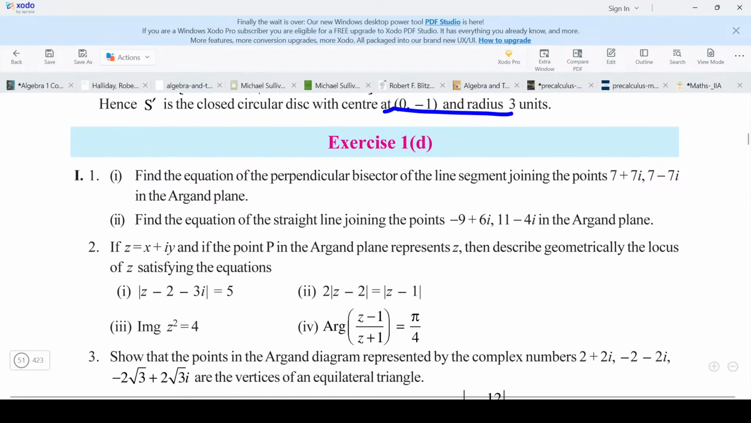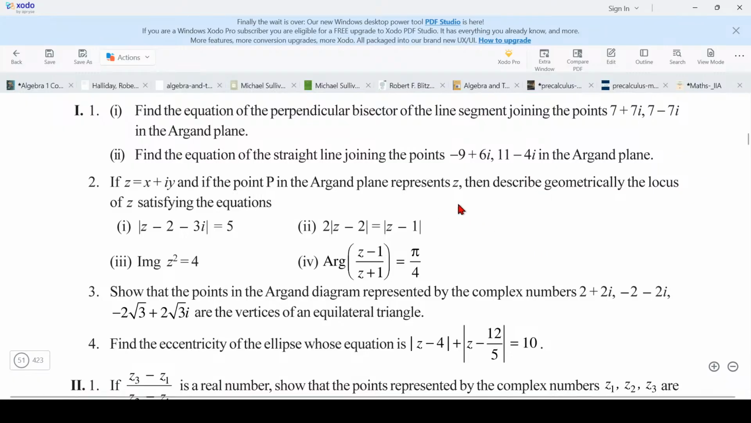Okay. Equation of perpendicular bisector, you know, the midpoint, that line you can do, right? Yes, sir. Equation of straight line, you know, and determining geometrically. Distance of z and 2 plus 3 equals to 5: circle, center, radius, right? Yes, sir. Okay. And this one, argument of z minus 1 over z minus 2 is equal to 5 by 4.